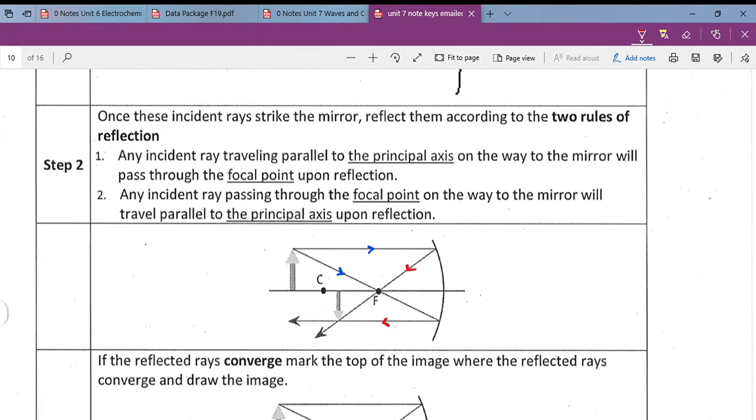And what should happen is that the two rays after reflection are either going to converge, and if they do, you mark where they converge, and that's the top of your image, and then you can draw your image.